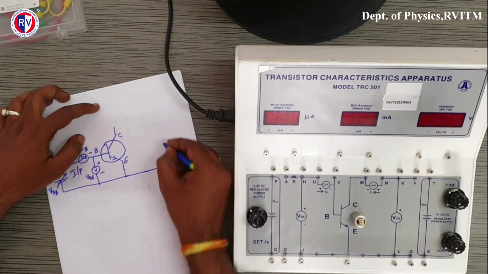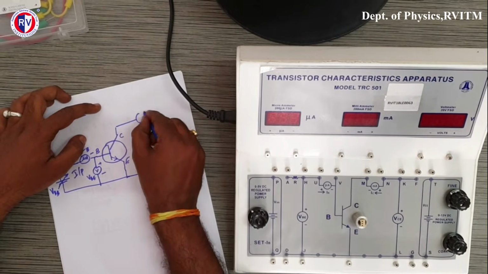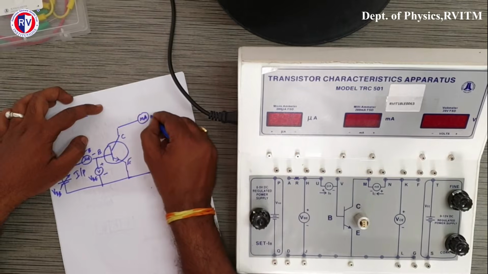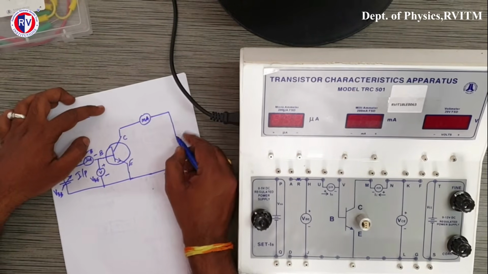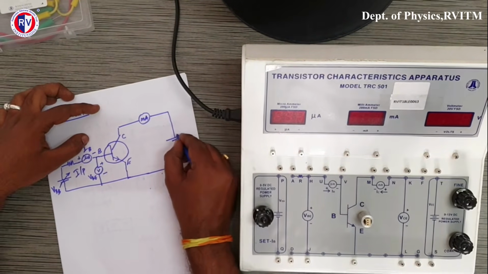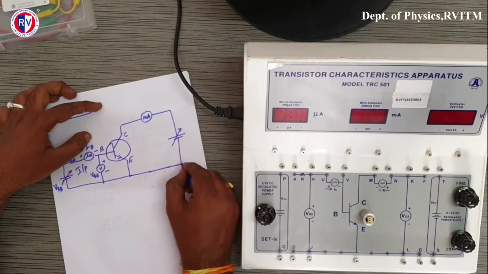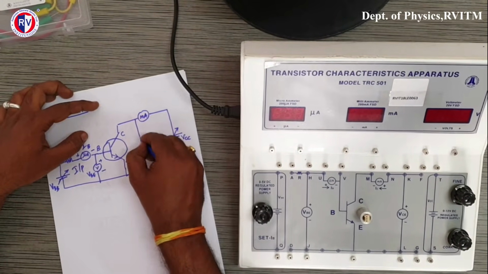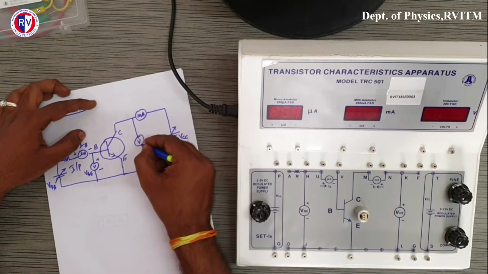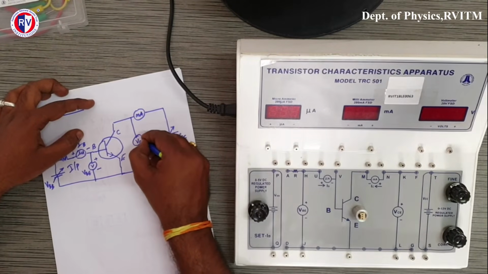Now here a milliammeter is connected and a variable source. This is VCC, and this is the voltmeter, say VCE.